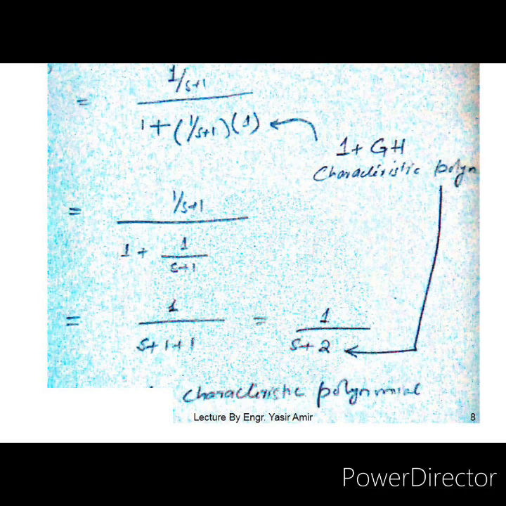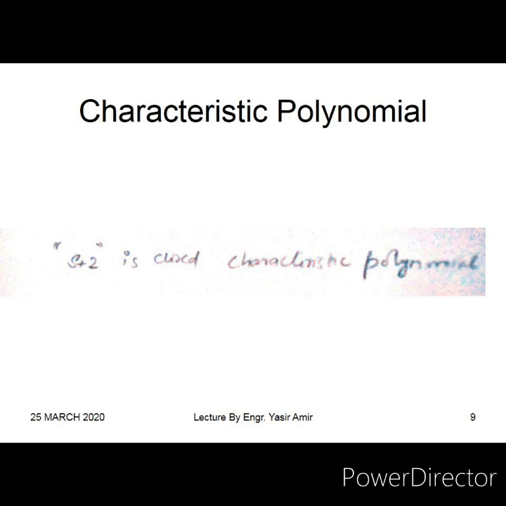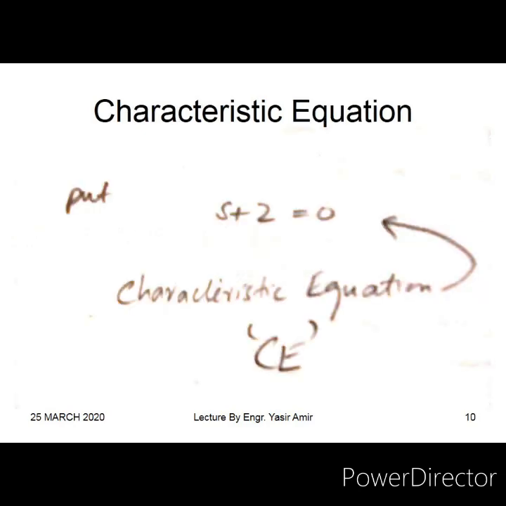This is called the characteristic polynomial. S plus 2 is the characteristic polynomial. It is the denominator of the closed loop transfer function. When we equate s plus 2 equals to 0, then this becomes an equation. This equation is called the characteristic equation. When we equate the characteristic polynomial to 0, that equation is called the characteristic equation.